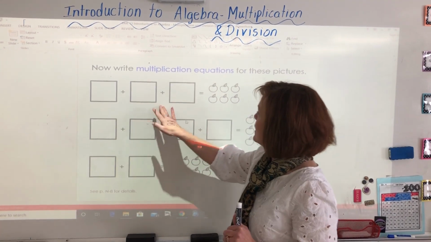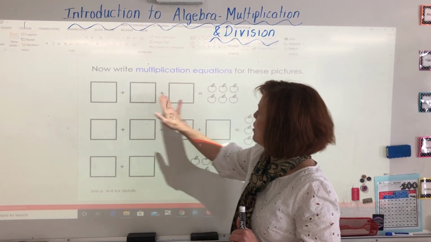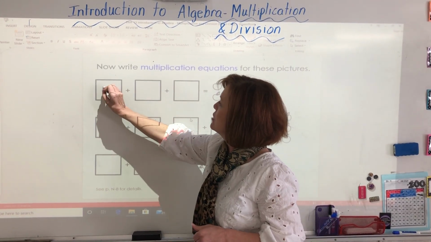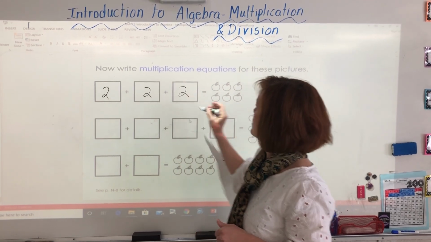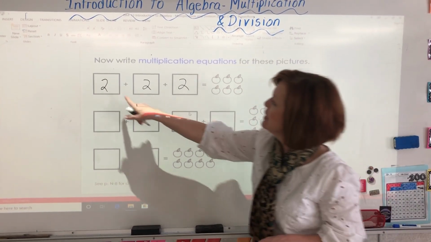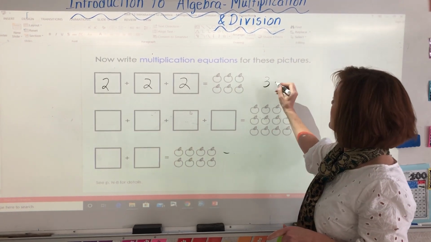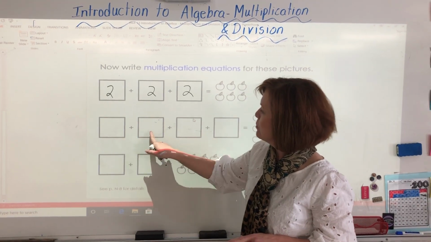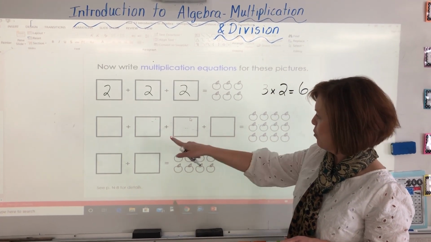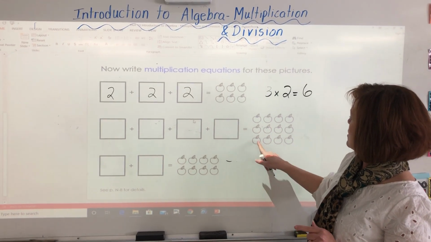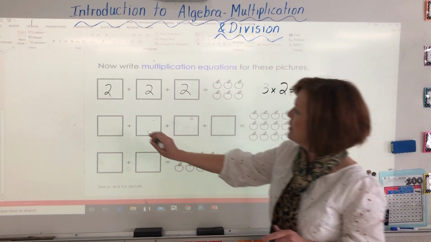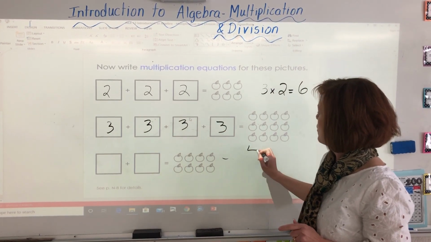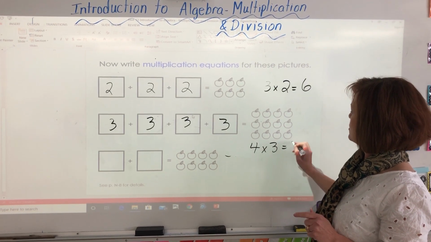In this repeated addition sentence, box plus box plus box equals 6, the box has to be the same every time, so it must be 2 plus 2 plus 2 equals 6. As a multiplication sentence, that's 3 times 2 equals 6. And here, box plus box plus box plus box, 4 of those equals 3, 6, 9, 12. What must that be? It must be 3. And the multiplication sentence would be 4 times 3 equals 12.